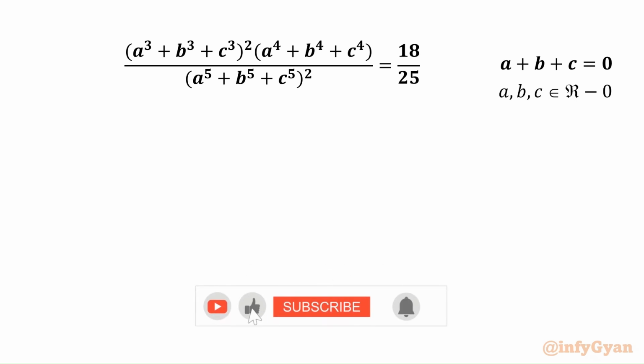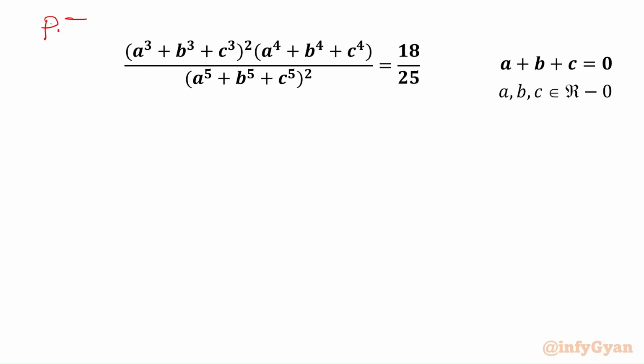In this video we'll be solving one very interesting question from algebra. Here we have to prove that this expression equals 18 over 25 if a plus b plus c equals 0 and a, b, c are non-zero real numbers. So let's get it started.